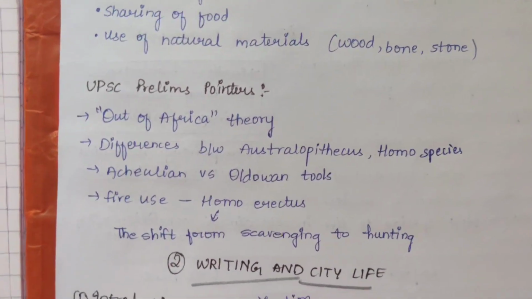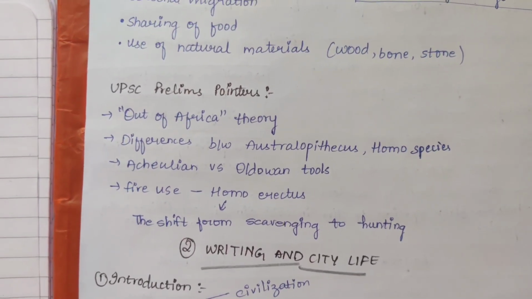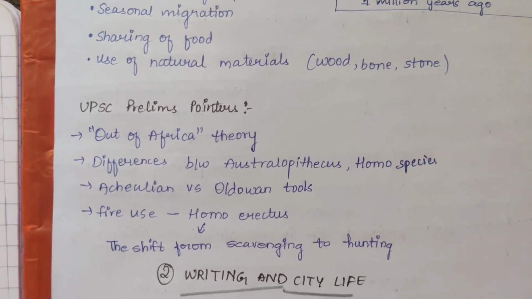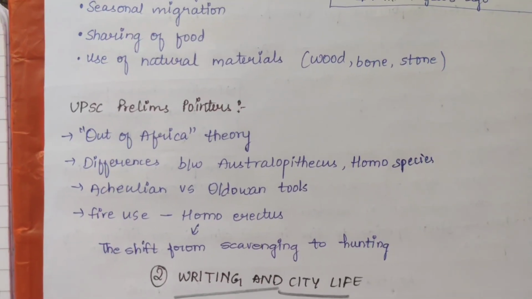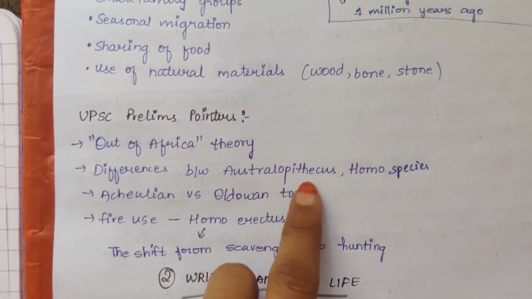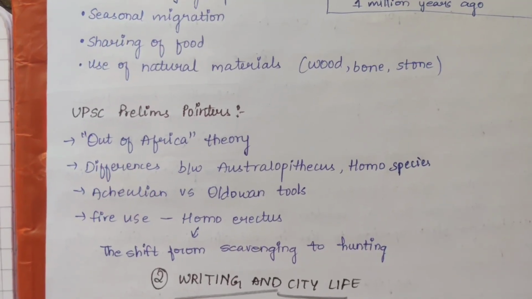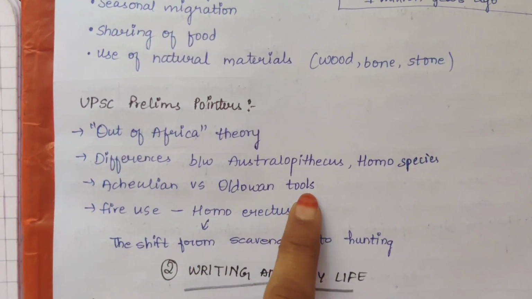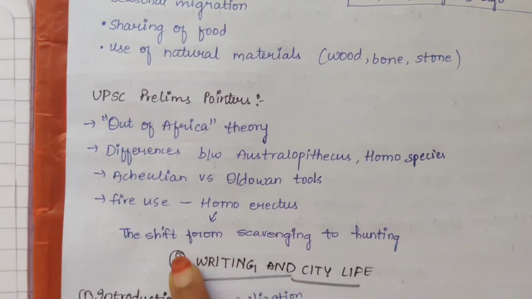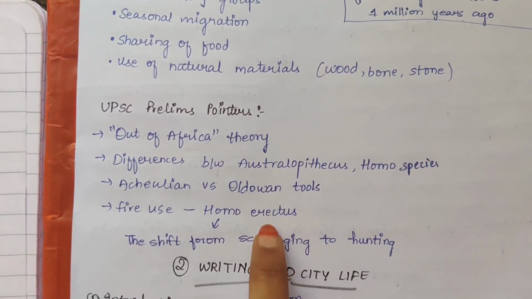And frequently the UPSC points out the Out of Africa theory. The total 4 points that we have studied now, we have to put into this Out of Africa theory. And you have to also state the differences between Australopithecus and the Homo species. They are the first ancestors and the others have made the changes, so you need to explain those. And Acheulean versus Oldowan tools. And next, fire use of Homo erectus. So the shift from scavenging to hunting is also a point you have to include.